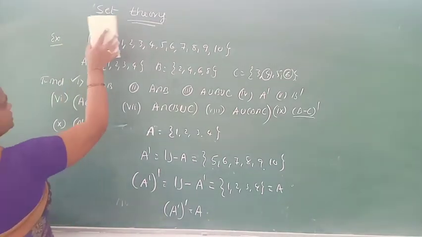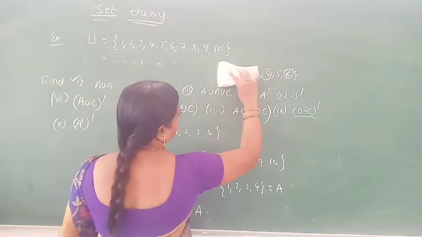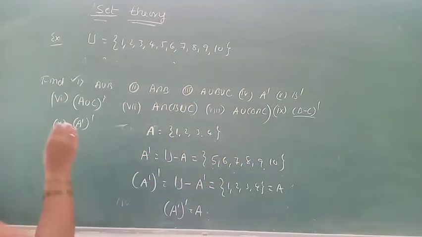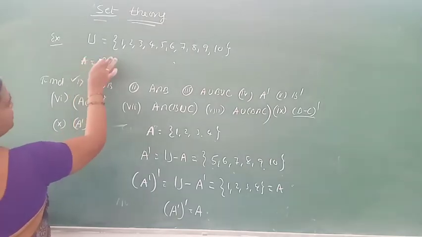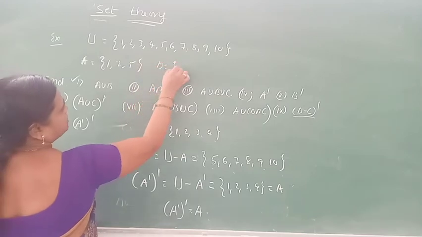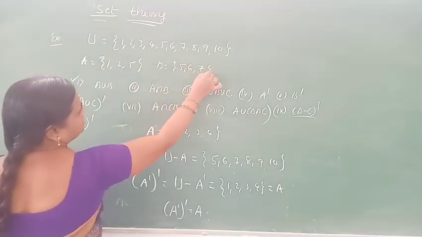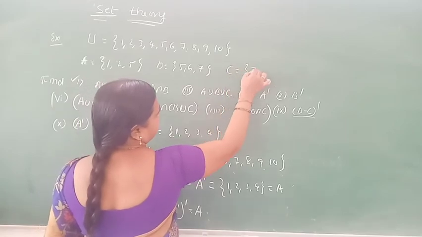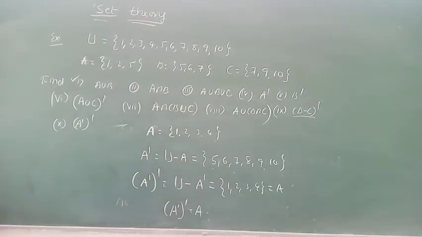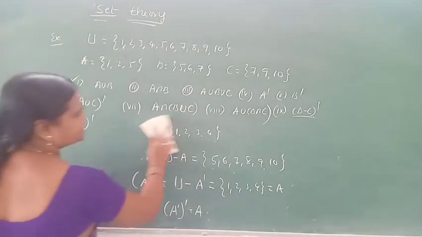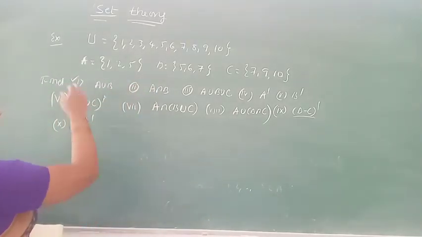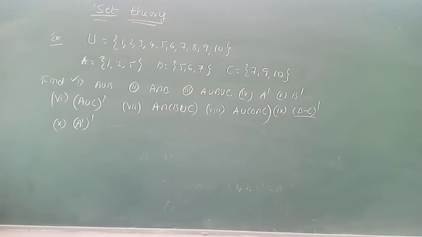Next, another example I will give as homework. Please try to solve that example at home. The set is the same, but the elements I will change: A is 1, 2, 5, B is 5, 6, 7, and C is 7, 9, 10. The examples are similar only. Calculate A union B, A intersection B. Only sets A, B, C are changed. Take this one as homework.